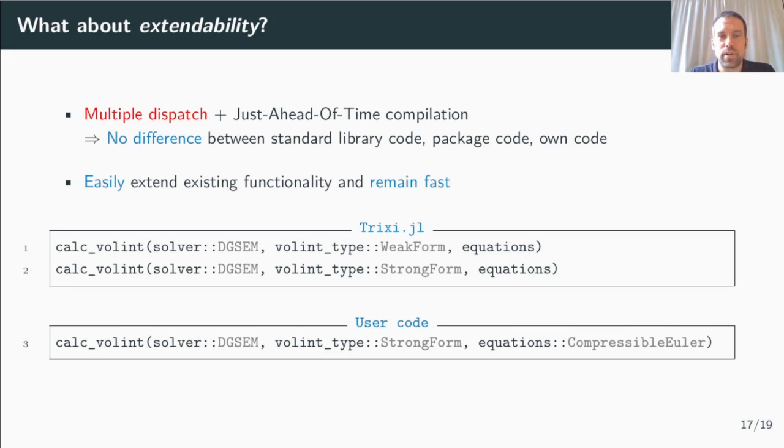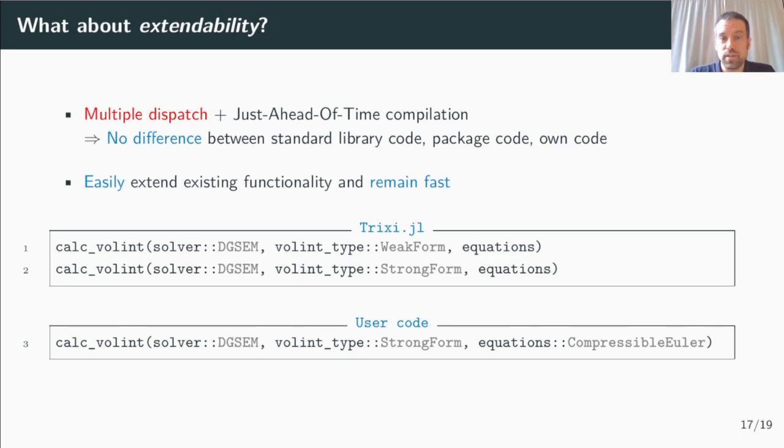And you can just write this new method, and when you run your next Euler simulation, it will pick up your user code, and there is no difference between your code and the code in the Trixi package. Everything gets inlined, everything is fast, and you didn't even have to touch any of the existing functions in Trixi.jl.